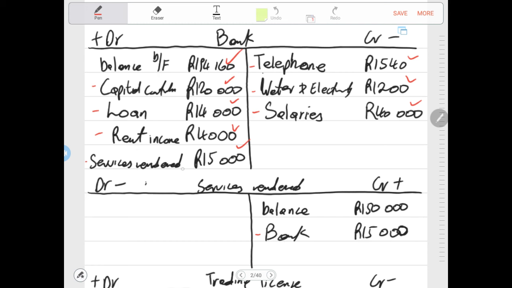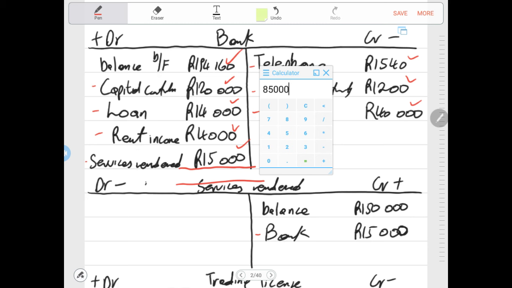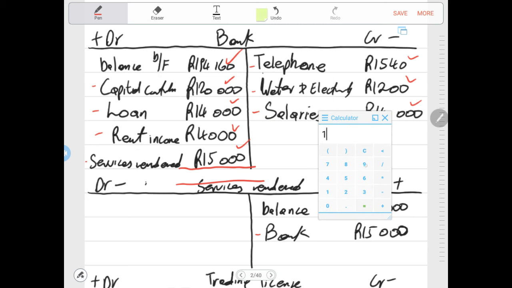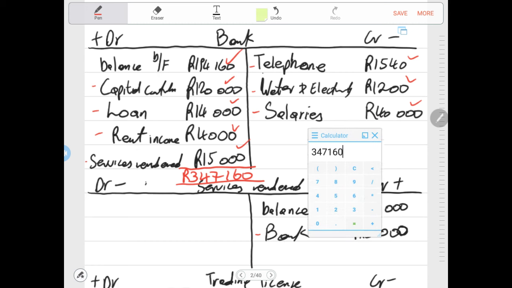Now, in this case, let us look for the bigger side. Let us calculate and look for the total of the bigger side. I did calculate it before. It's 194,160 plus 120,000 rands plus 14,000 rands plus 4,000 rands plus 15,000 rands. Now we are calculating the total of the left-hand side. We can see that the debit side is 347,160. We can see that the debit side is bigger.